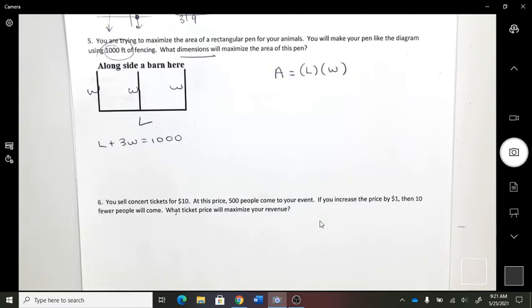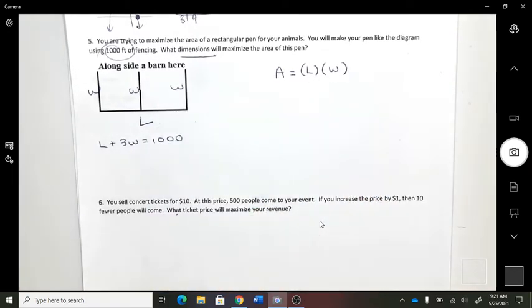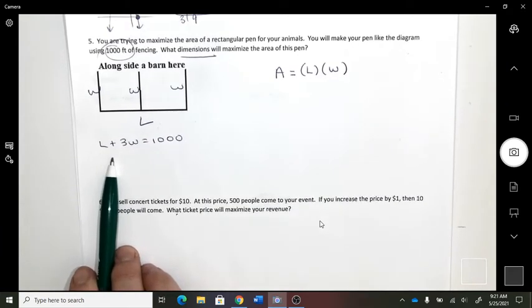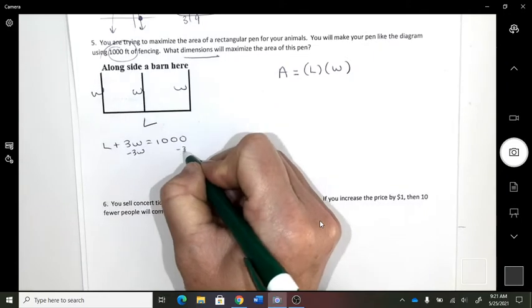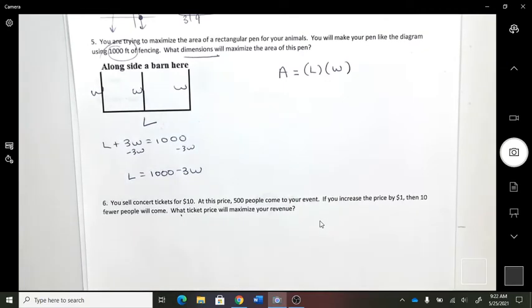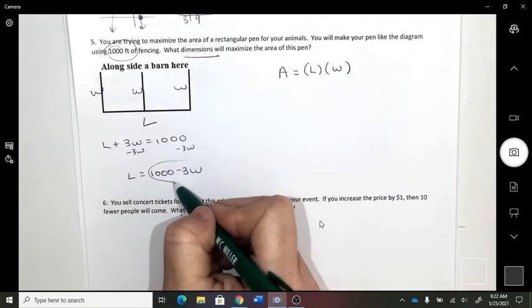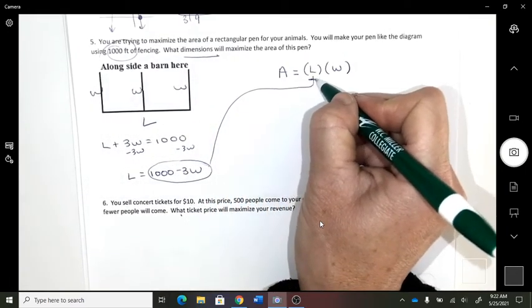And I'm maximizing this, so I know I'm making a quadratic, but I can't have a quadratic with two different letters in it. So now you're going to go to this sentence, and you're going to try to get a variable alone and then use a substitution. So if I subtract 3w, I can get L alone. Now I can use this expression and replace the L.